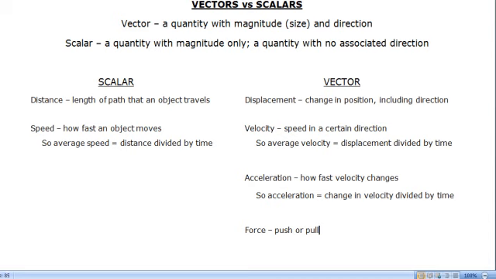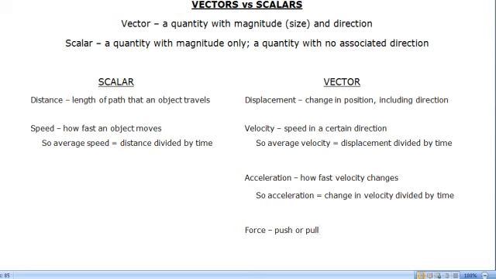Our next example would be time. I'm going to request that you pause the recording and jot down your decision about whether time is a vector or a scalar, along with your reasoning. Okay, I hope you've made your decision about time.